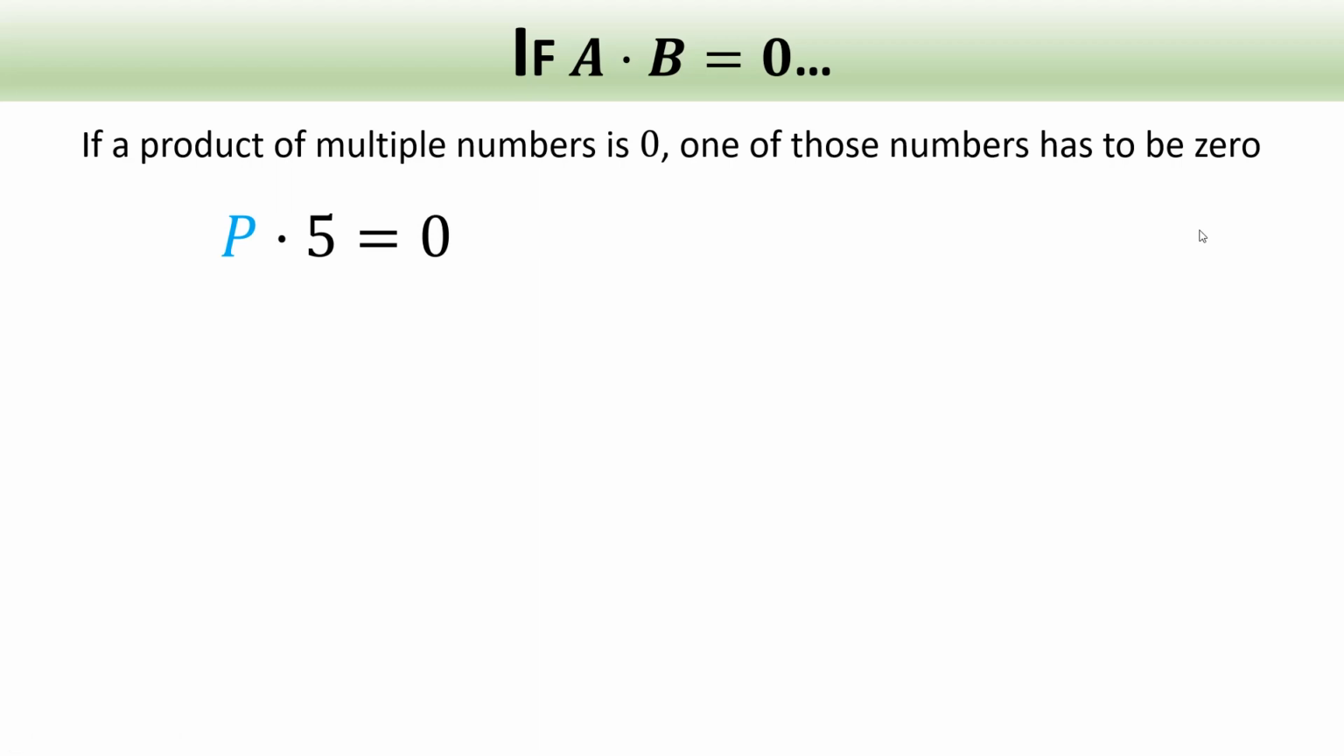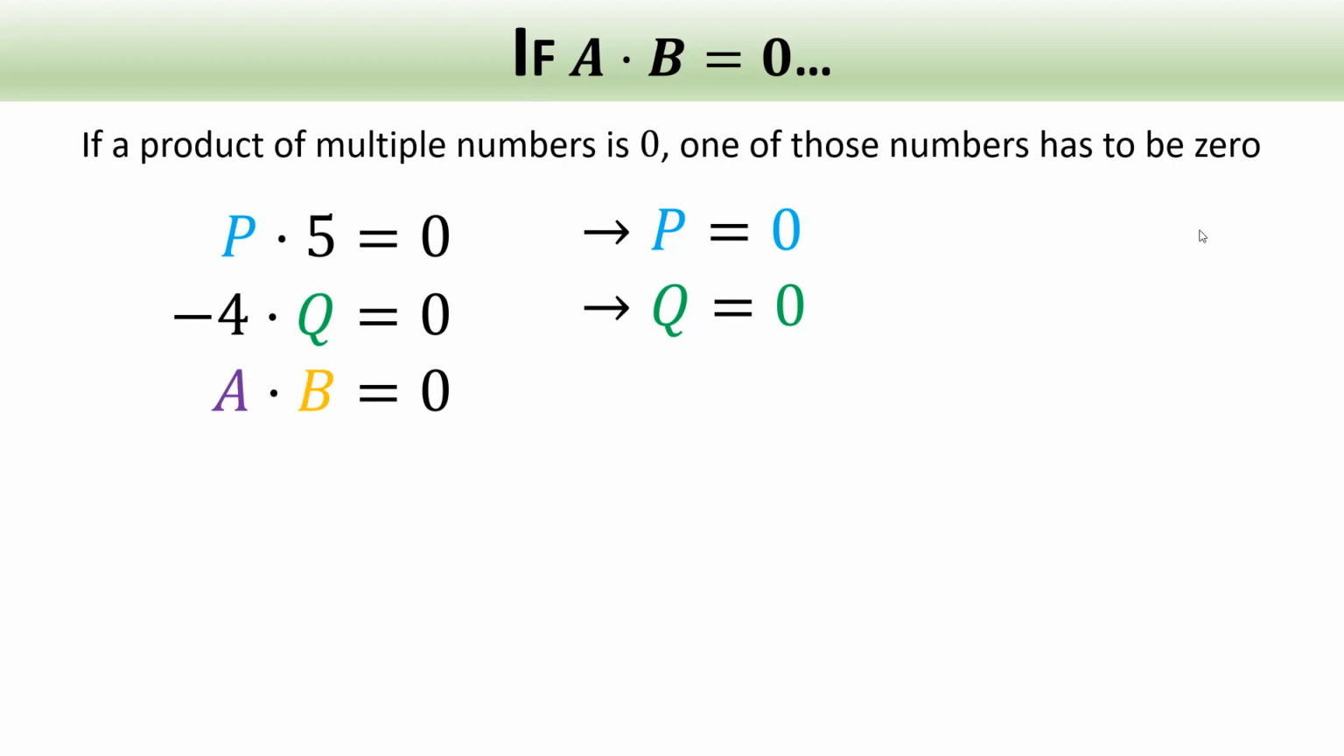What if I tell you that p times 5 equals 0? Then what can you conclude about p? Well, you've probably figured out intuitively that p has to be 0. Any other number is just not going to work. And similarly, if I tell you that minus 4 times some number q equals 0, then you can conclude that q itself must be 0.